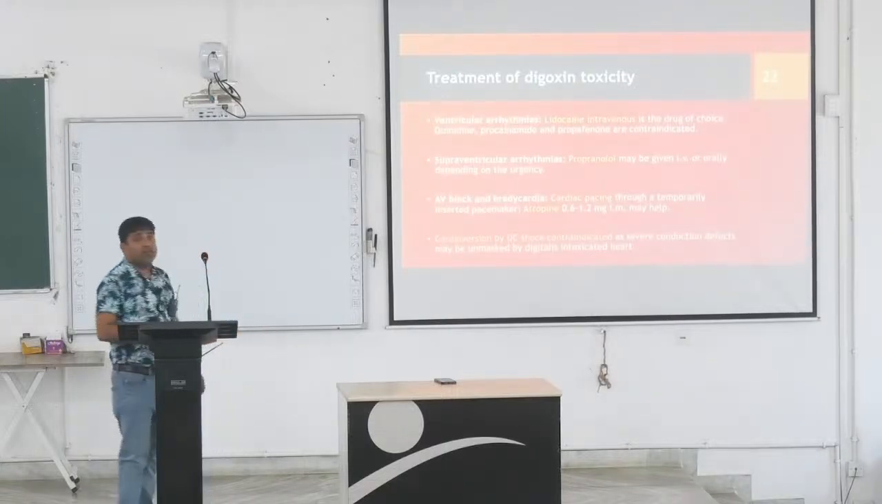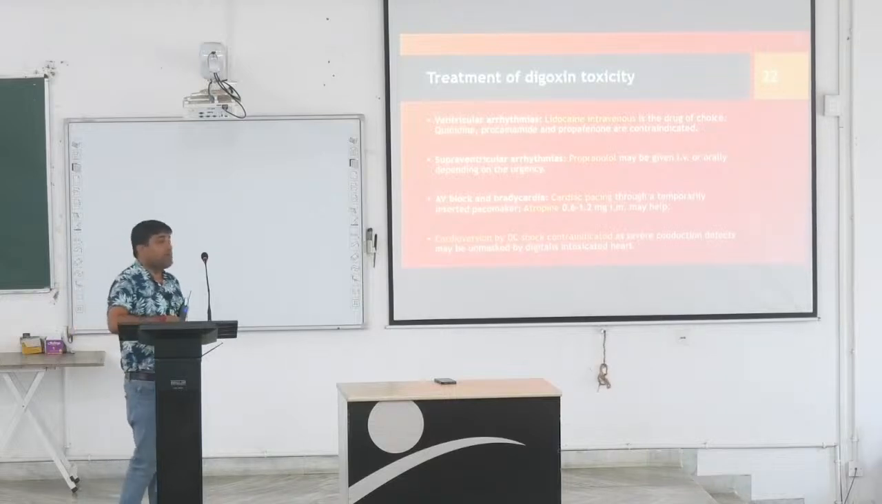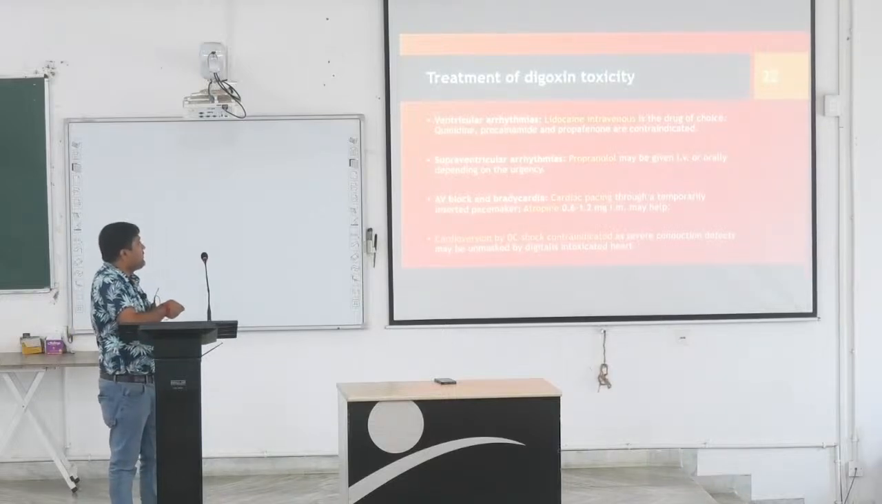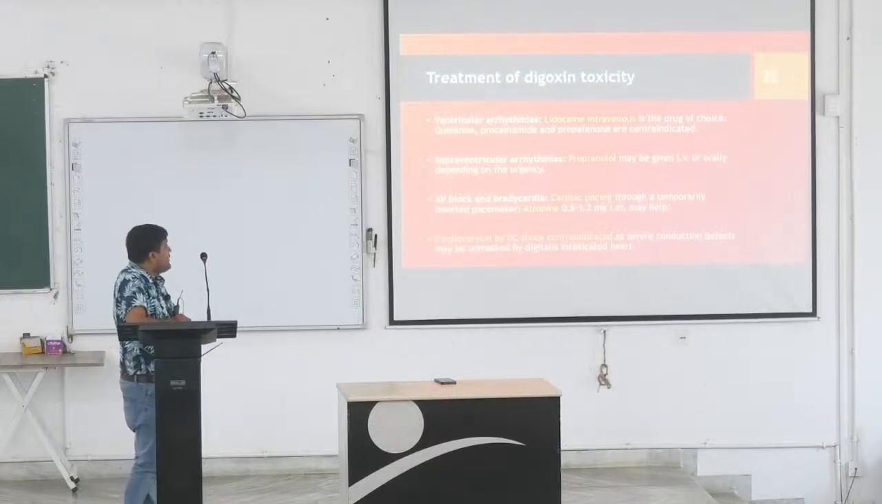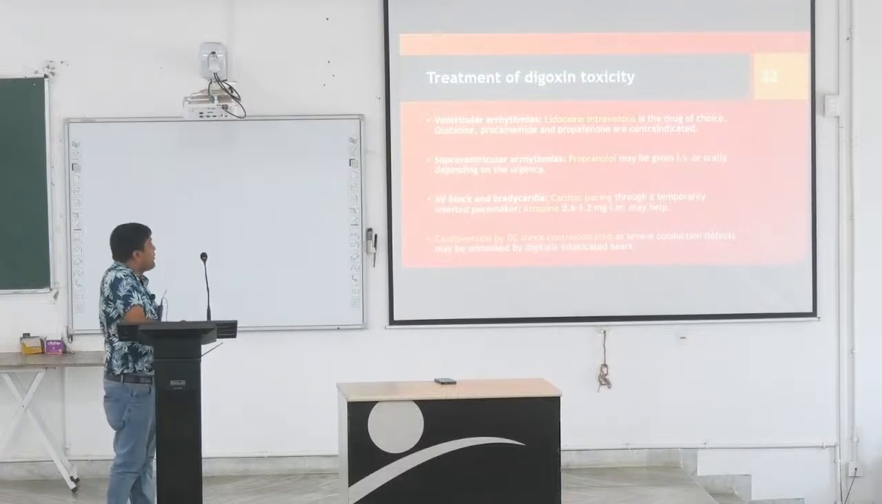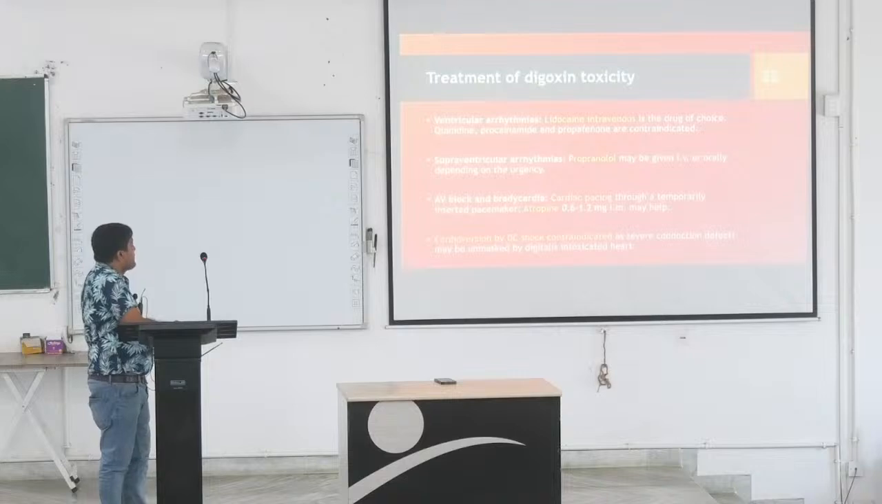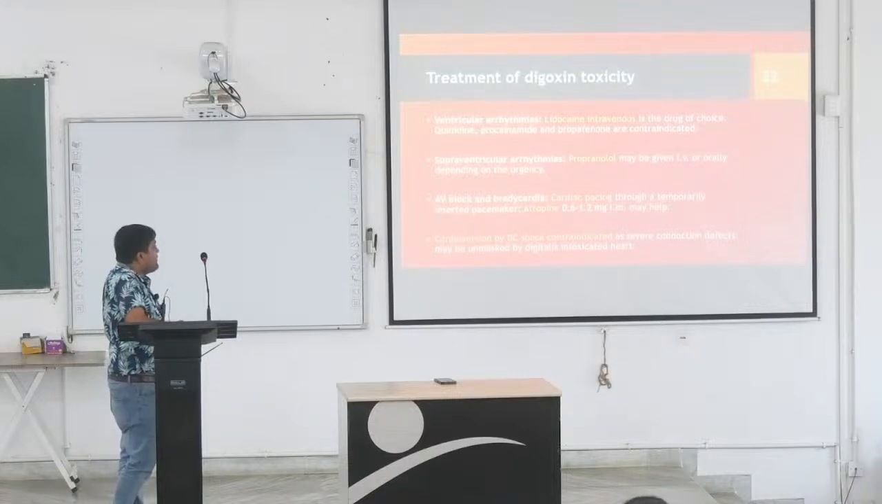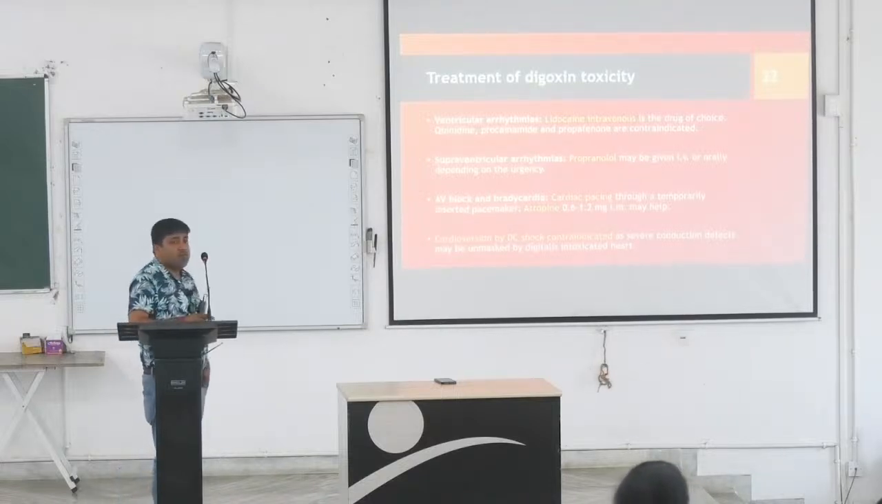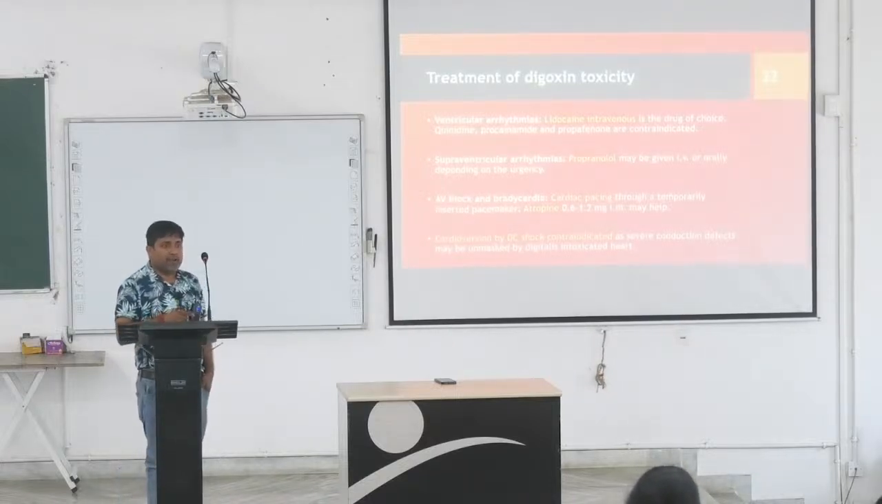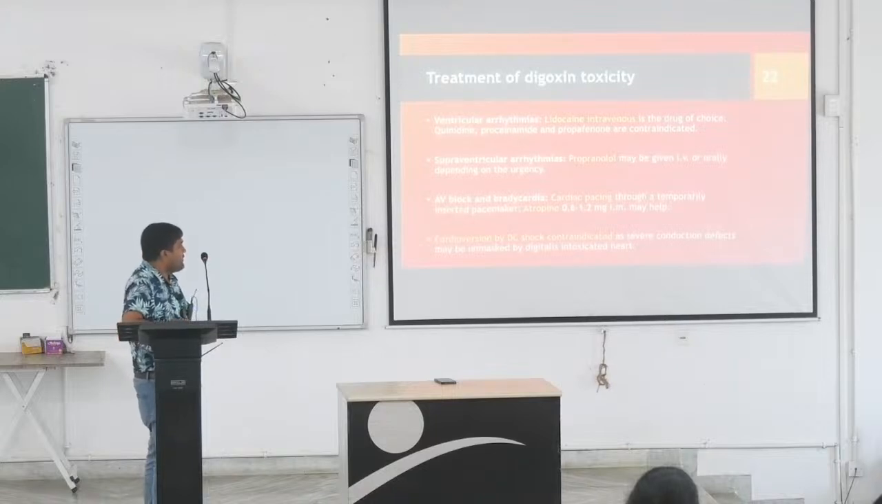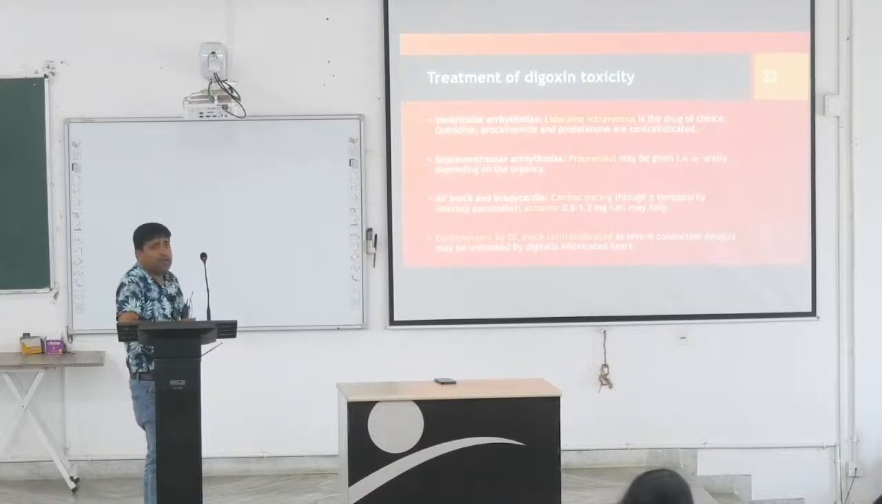Now, for ventricular arrhythmias, the drug of choice is lidocaine, intravenous. Quinidine, procainamide, propafenone are contraindicated because they will cause more atrioventricular block. For supraventricular arrhythmias, propranolol may be given intravenously or orally depending on the urgency. For atrioventricular block and bradycardia, atropine can be given. Cardiac pacing through a temporarily inserted pacemaker can be used.